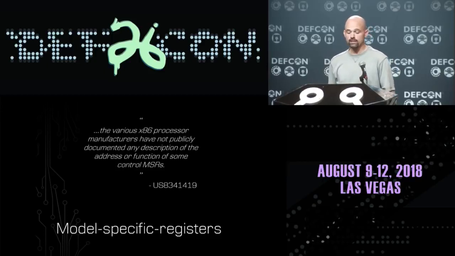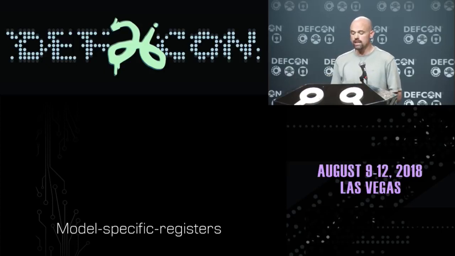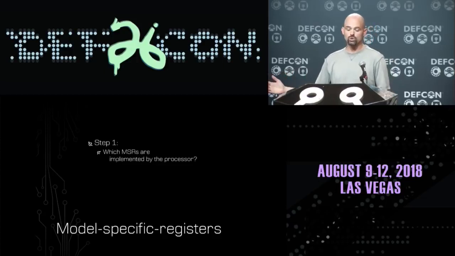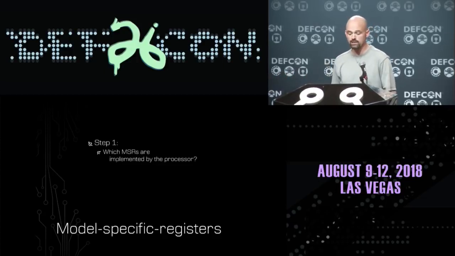Well, the patent basically comes right out and tells us that the various x86 processor manufacturers have not publicly documented any description of the address or function of some of the control MSRs. So that's a challenge for us. I think there's a bit in one of these MSRs that might activate something cool, but it's probably not going to be documented. So step 1, in order to explore this idea, is just to figure out which MSRs are actually implemented by the processor, regardless of what the documentation says.